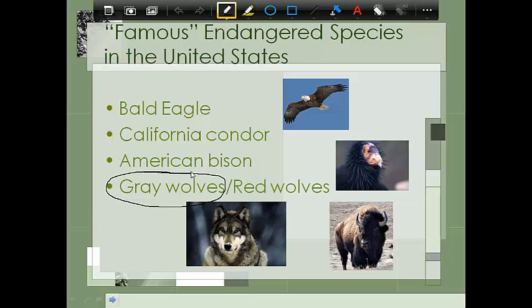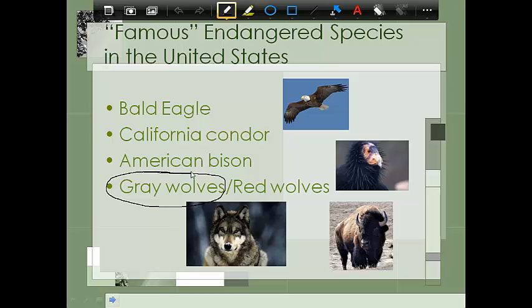Their numbers have come back, and this year they actually had a hunting season for gray wolves in Minnesota. Wisconsin, on the other hand, has not had them on the endangered species list as recently, and has had a hunting season for gray wolves more often than we have. So this can vary from state to state. The area of Yellowstone, for example, still protects gray wolves.